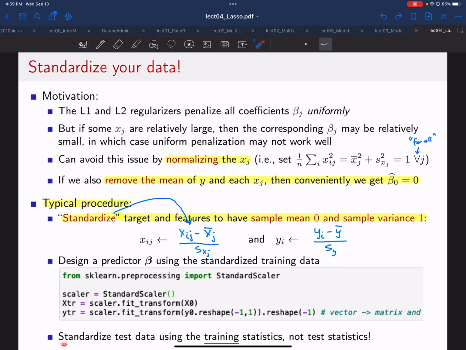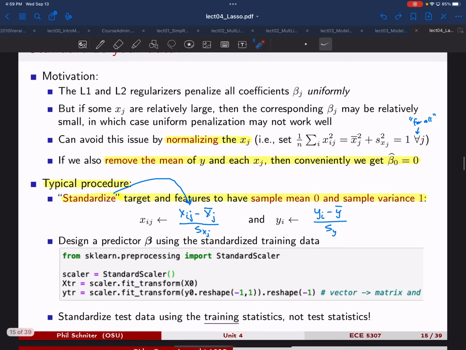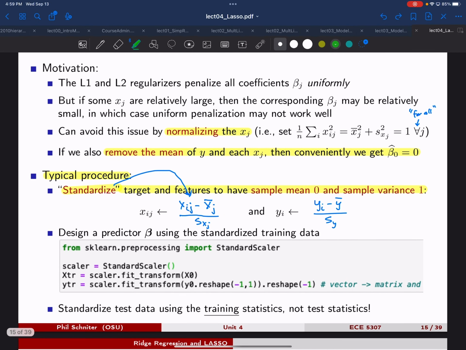You need to standardize the test data. That is exactly what I mean by this. You have to standardize the test data. But when you do this, these numbers have to be computed on the training, not on the test data. So whenever the model is used, you always have to use the same.